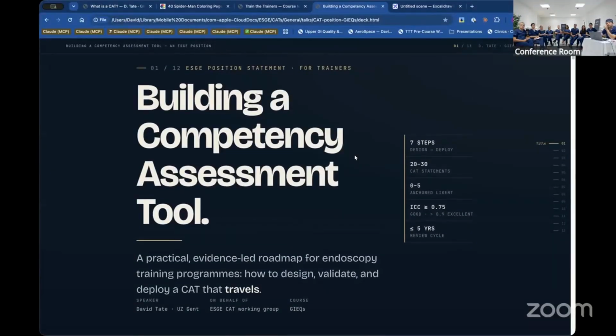used for it. So what is a competency assessment tool? Well, it is a way for a trainee and a trainer to be on the same page. I think we can summarize it like that. I haven't described what it is, but I've described why it's important.